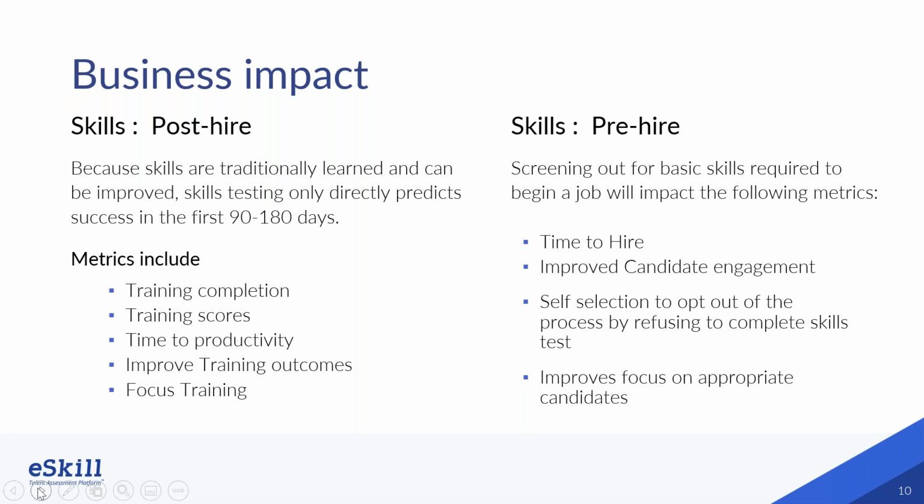So the metrics that we typically track for our clients are, did they complete training? Number one. Number two is what were their training scores? I will compare their skills testing scores, the things that we tested them for, in comparison to their training outcomes, right? Do they correlate? Third thing is time to productivity. If they have all the basic skills, I know they're going to be able to get into the job and do the job really well, right? So their time to productivity is cut because they came in with the skills that they needed.